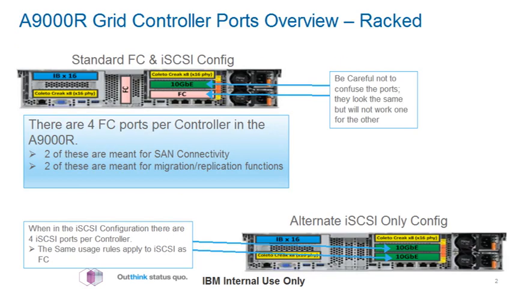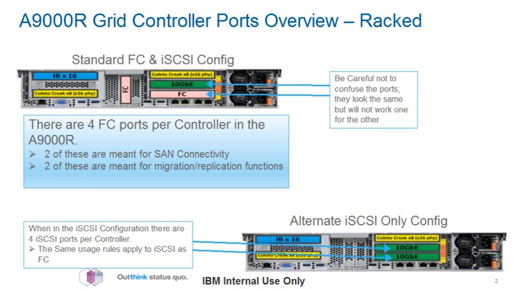On slide 3, I'm going to take a closer look at the A9000R grid controller ports. On the top is the standard mixed configuration, fiber channel and iSCSI. Please note that the 10 gigabit Ethernet and the fiber channel ports are using QSFPs, so they will look very similar. Don't mix them up. You won't be able to tell that you've plugged it into the wrong card. It just will not function. So pay special attention to this on the slide.